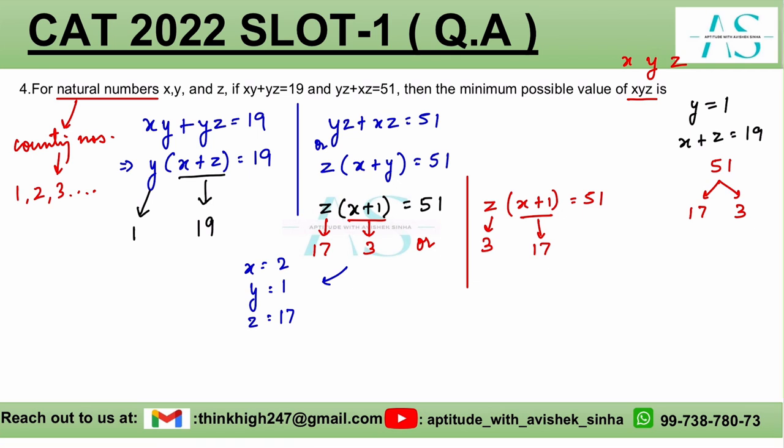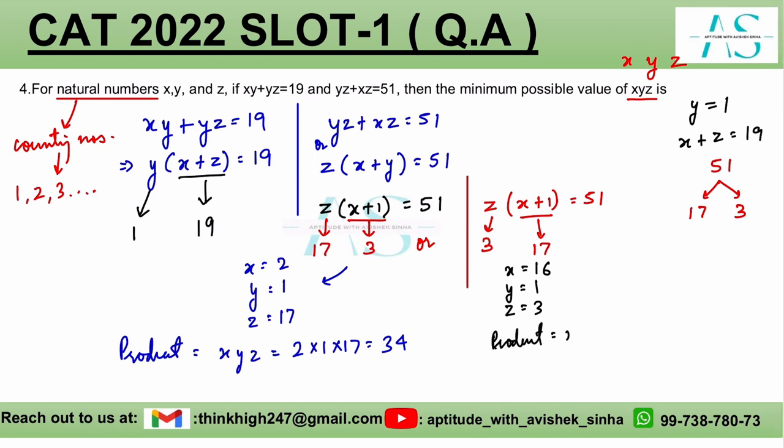Now what is the product of x, y, z? Is 2 into 1 into 17, which is 34. Okay, now let's try and solve the next one. We have z as 3, y as 1 and x as 16 here, because x plus 1 is 17. Now, what is the value of the product x into y into z? This is 16 into 1 into 3, which is 48.